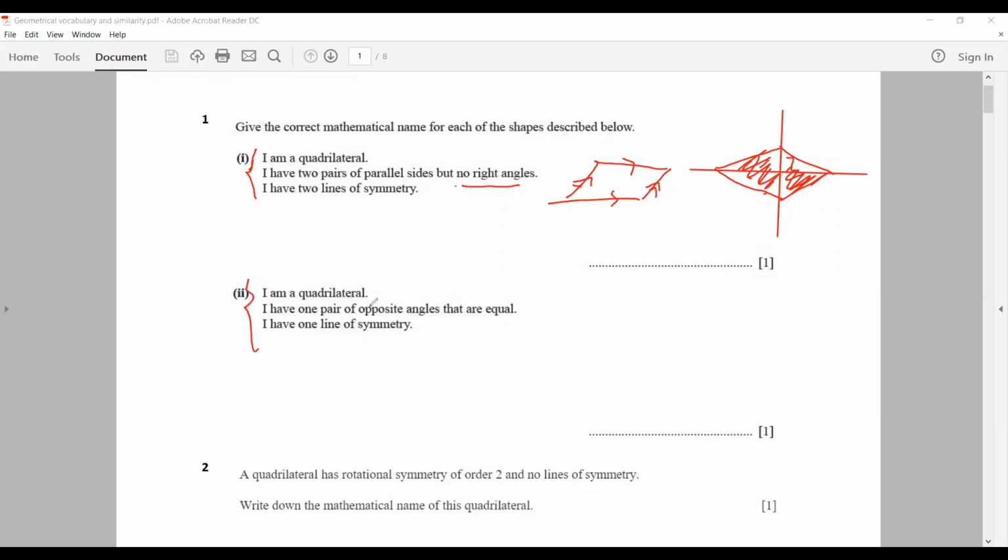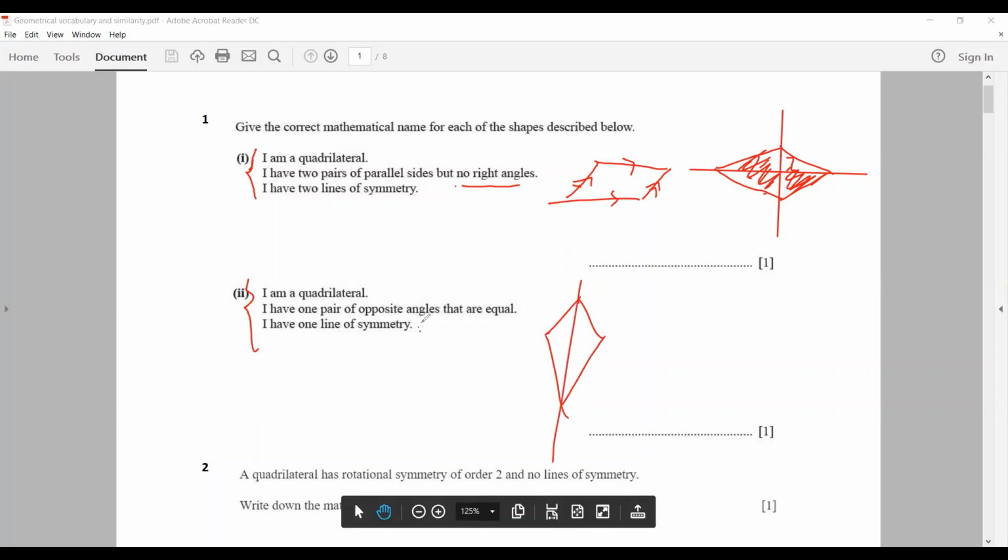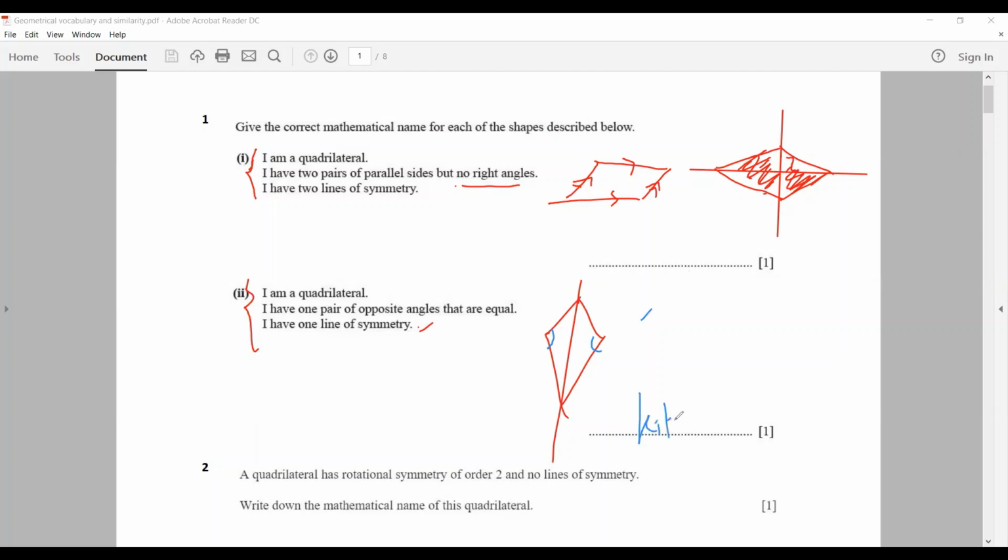The next one, I'm a quadrilateral. I have 1 pair of opposite angles that are equal. I have 1 line of symmetry. So 1 pair of opposite angles that are equal. A kite has 1 line of symmetry, but does it have 1 pair of opposite angles that are equal? Well, yes, these 2, right? This is 1 pair, and these 2 are not equal, all right? So that's it. The answer is kite.